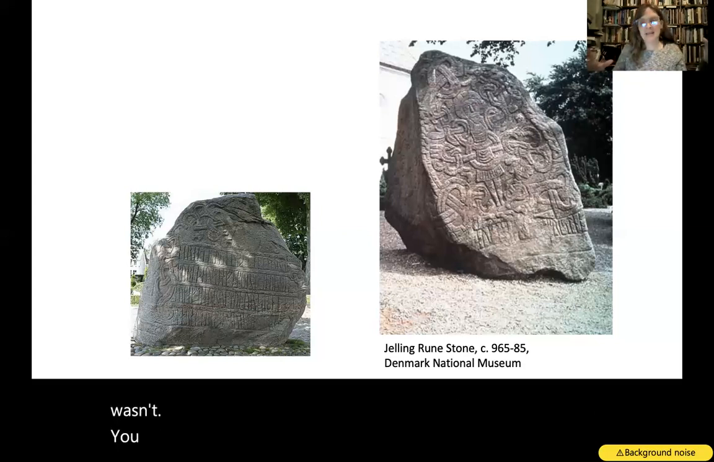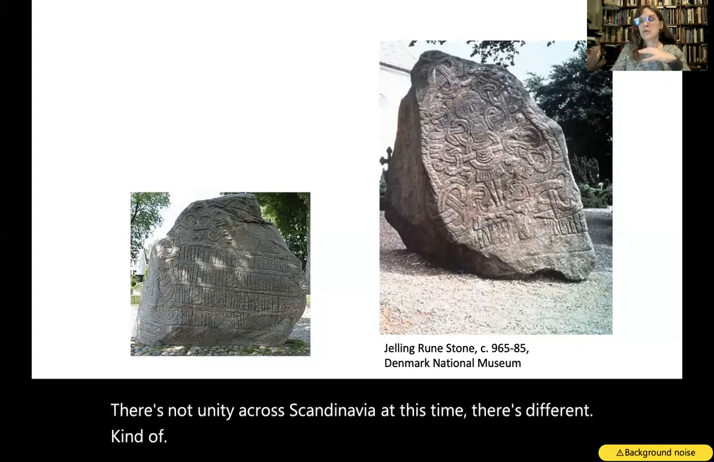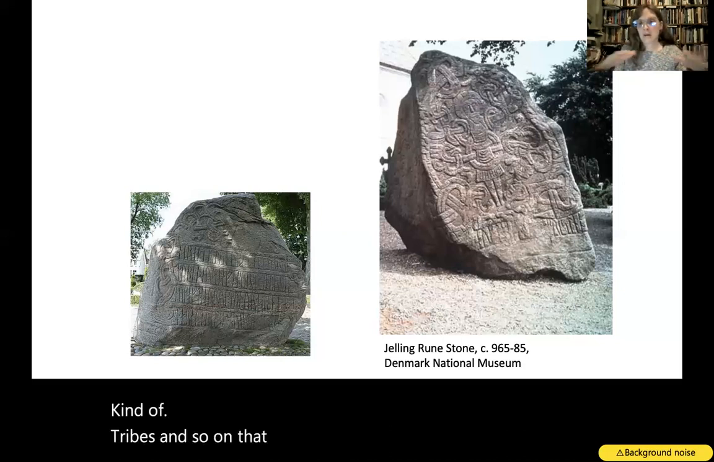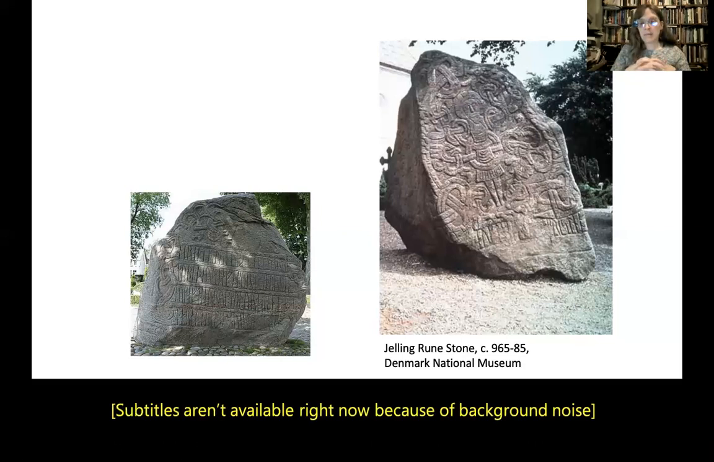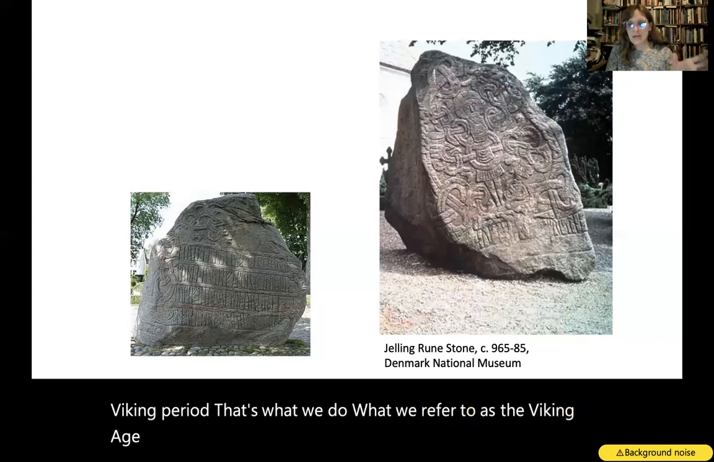there's not unity across Scandinavia at this time. There's different tribes and so on that are communities that are operating. Many of them have shared Germanic roots. So there is that. It's not that there's nothing in common, but it's just misleading to say something like Viking Age as if there's one kind of Viking, right? But what we call the Viking Age, because I'm still going to use the word Viking period, so that's what we do. What we refer to as the Viking Age is roughly 8th to 11th century CE.